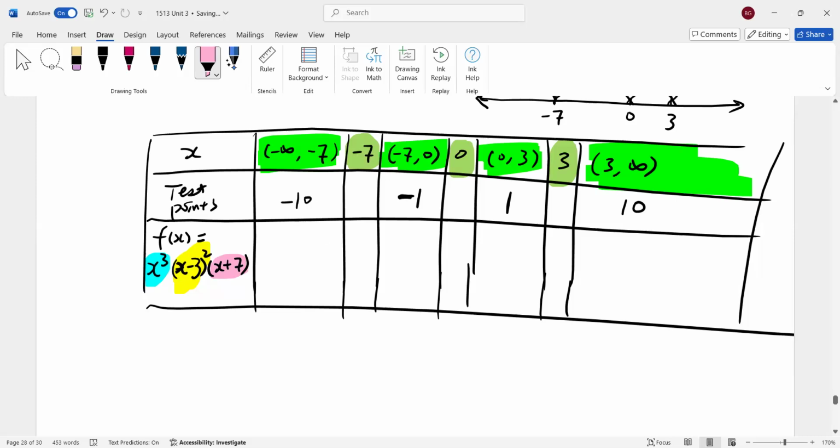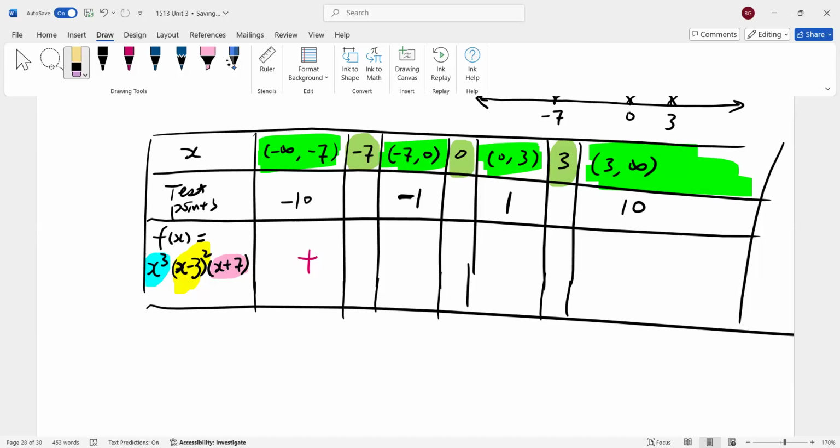When the testing point is -10, you can take a note. When x is -10, blue is negative, right? Because the cube, -10 to the power of 3, is -10 times -10 times -10, which is negative 1,000. And yellow is positive. You don't have to worry about it, because the square is always positive, okay? And pink is negative. So negative times positive times negative is a positive here.